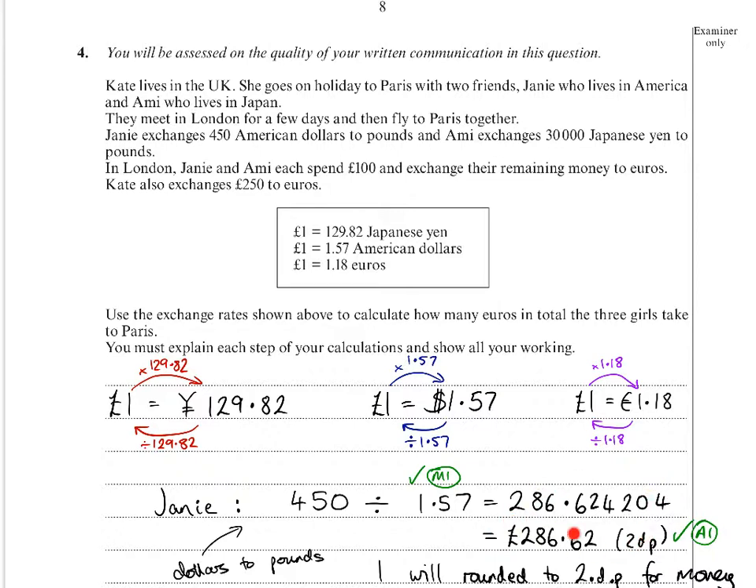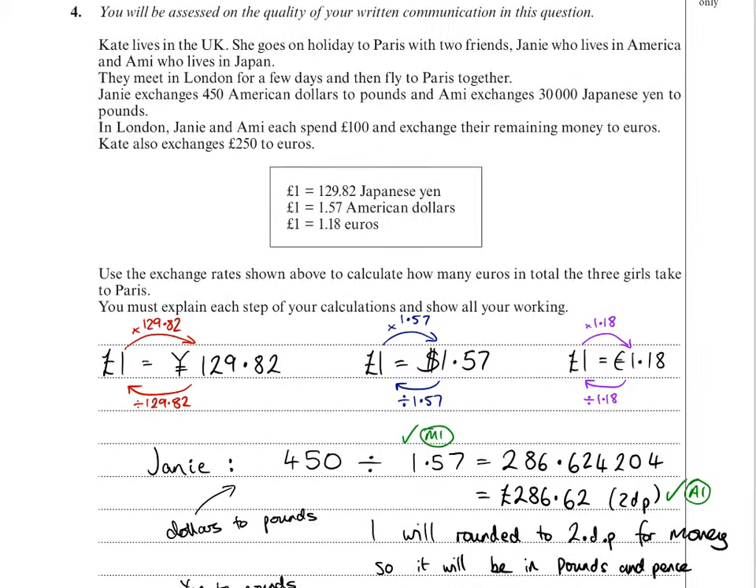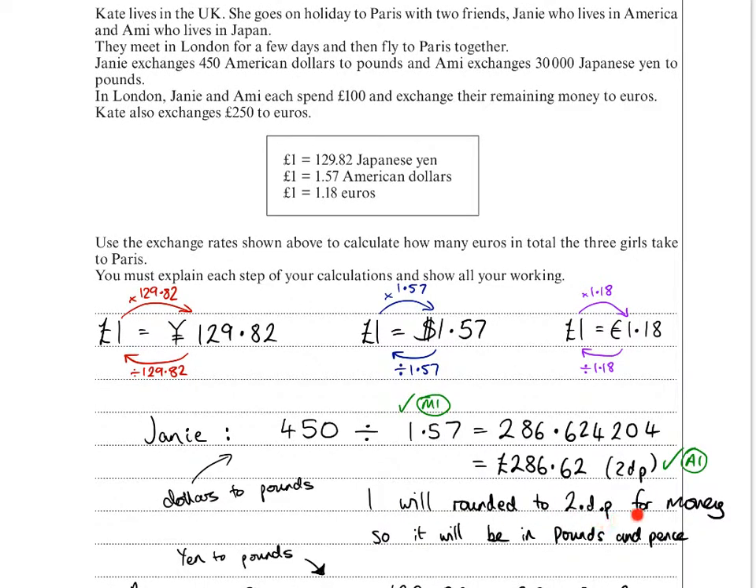I rounded to 2dp. Why did I do that? It's money. But because it is a QWC question, I told them that, okay? So all I did was just say I rounded to 2dp for money, so it'll be in pounds and pence. That's all you have to do for the QWC. You don't have to do much. And then I've just referenced here dollars to pounds, okay? So it's not like me writing an essay for this.